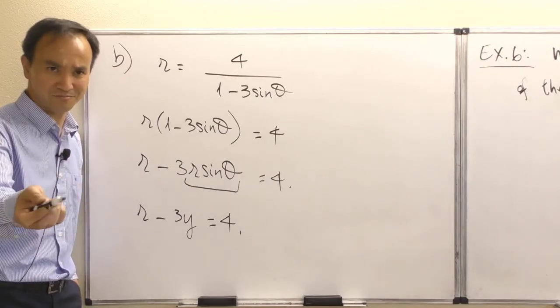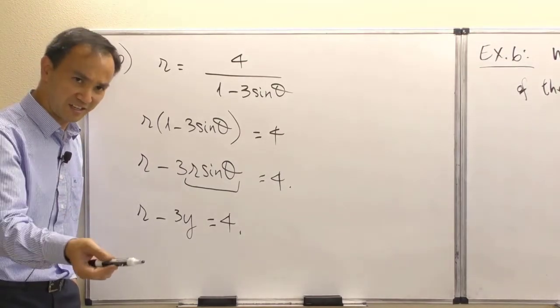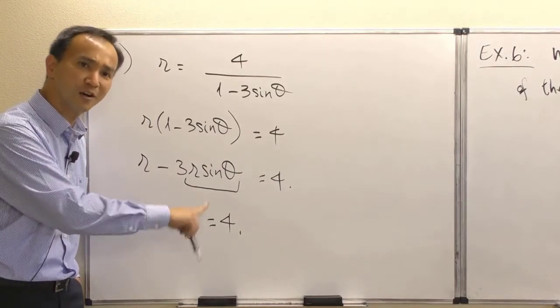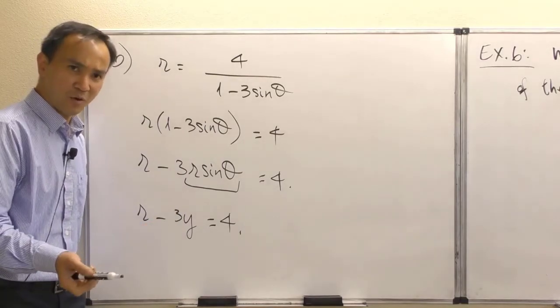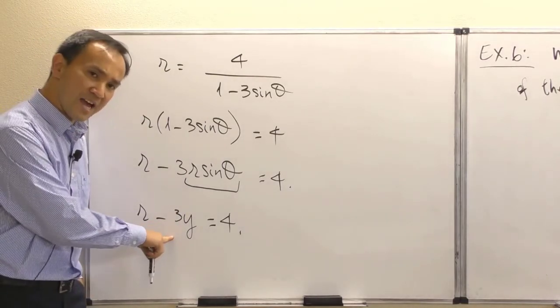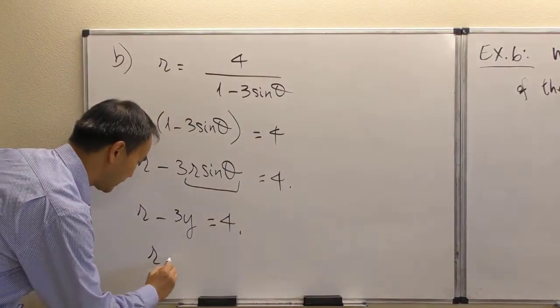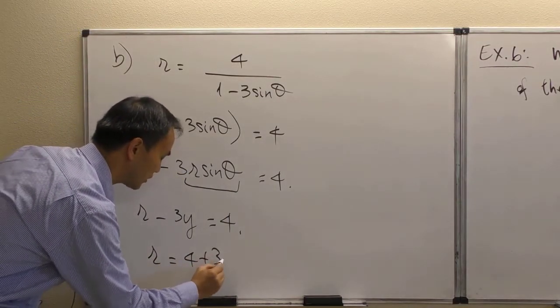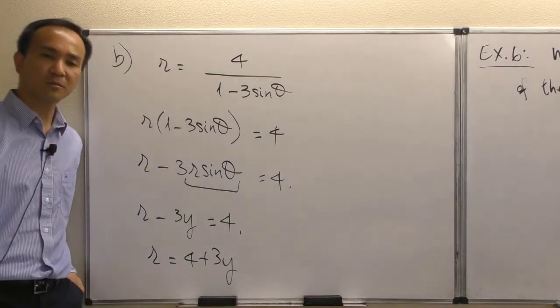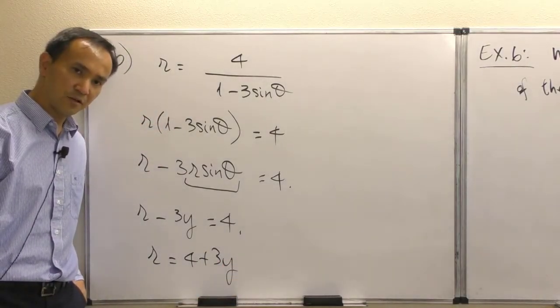When I was working on it on my own before the camera, I had to try a lot of different ways. Surprisingly, it comes down to one simple step. We can now add this to the other side. So now it gives me r equals 4 plus 3y.